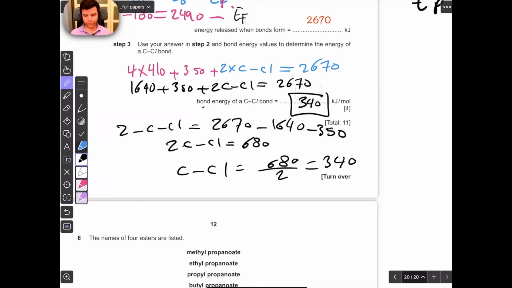Mister, can I put the CCl as just X? Yeah, put it as X, anything. They're not going to look at all of this working because they will look for this part here. But yeah, you can put it in any symbol.